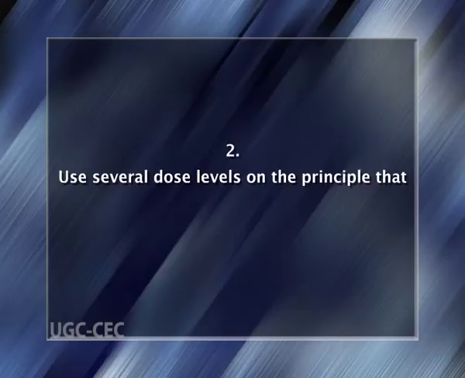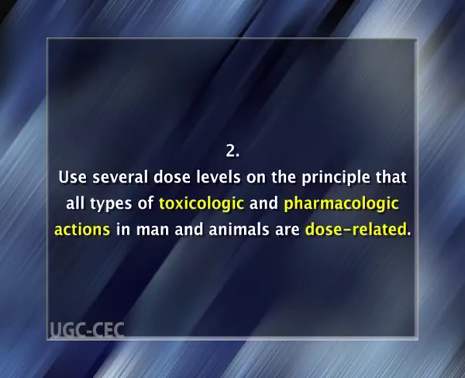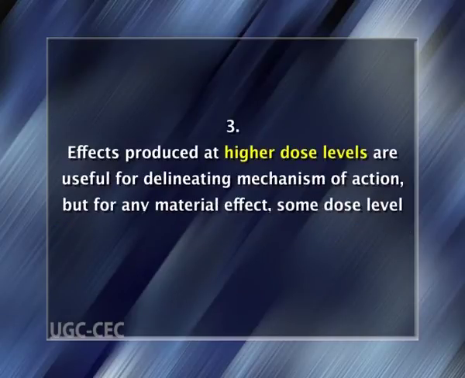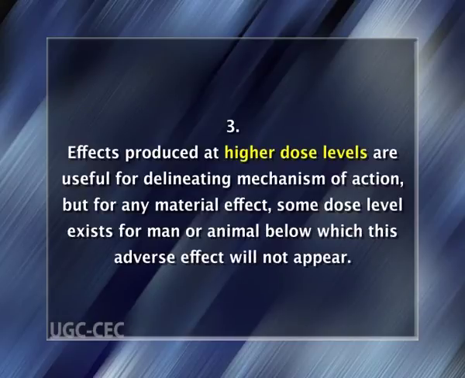Number second, where practical, use several dose levels on the principle that all types of toxicologic and pharmacologic actions in man and animals are dose related. Number third, effects produced at higher dose levels are useful for delineating mechanisms of action, but for any material effect, some dose level exists for man or animal below which this adverse effect will not appear. This biologically insignificant level can and should be set by use of a proper uncertainty factor and competent scientific judgment.